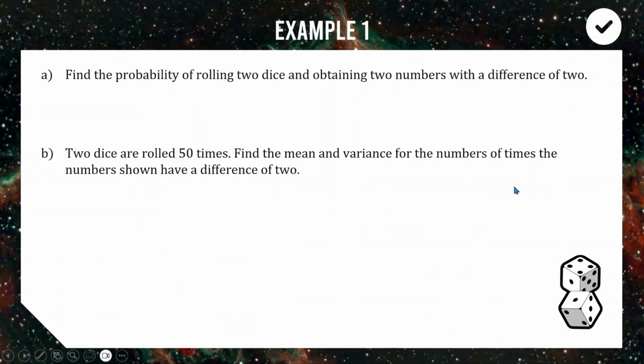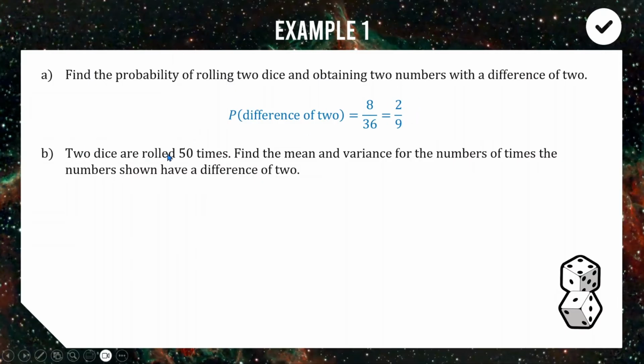First example. Find the probability of rolling 2 dice and obtaining 2 numbers with a difference of 2. When you roll 2 dice, there are 36 outcomes because the first die has 6 and the second die has 6. The ways you could get a difference of 2 are a 1 and a 3, a 3 and a 1, a 2 and a 4, a 4 and a 2, a 3 and a 5, and a 5 and a 3. So that would be 8 different ways out of 36 possible outcomes. So the probability that you roll 2 dice and see numbers with a difference of 2 would be 2 out of 9.